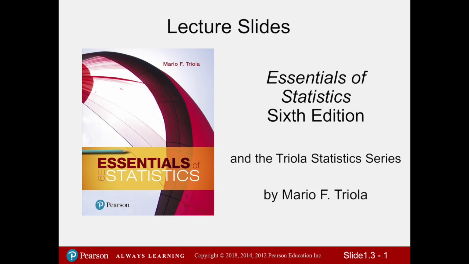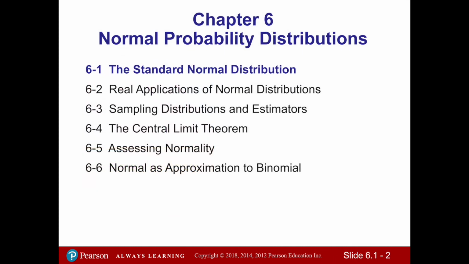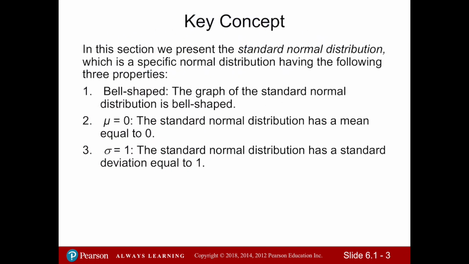Hello, we're going to begin the series of video lectures starting with Chapter 6. In Chapter 6, we're going to talk about normal probability distributions, and we'll start with what we call the standard normal distribution. The key concept of these standard normal distributions is that we're going to have a bell shape, right? That's the common normal distribution.